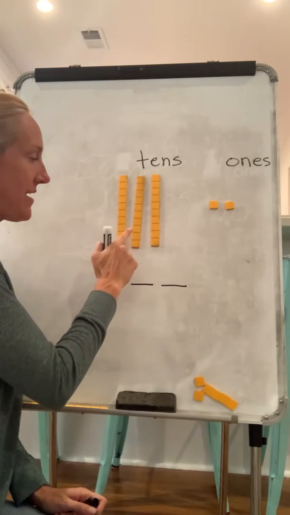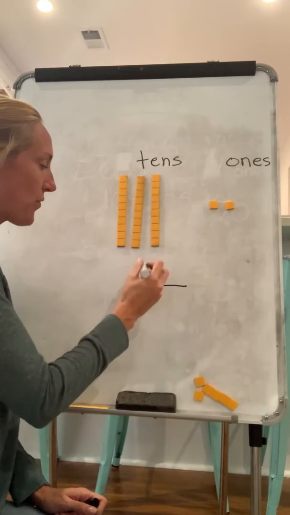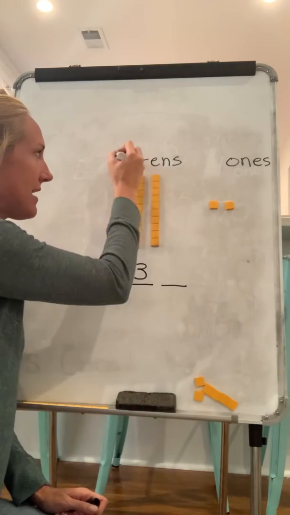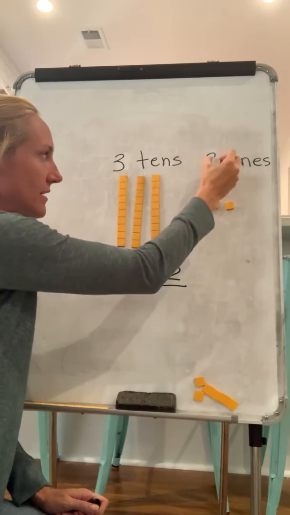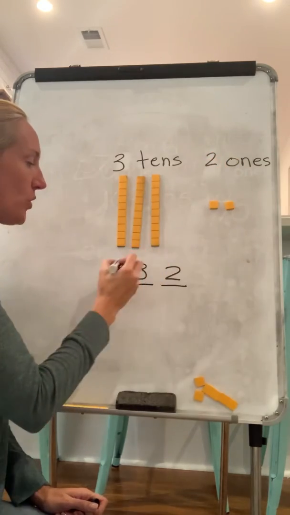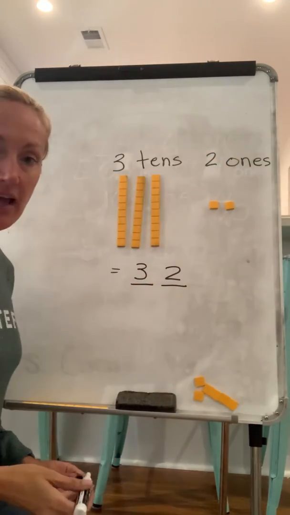Let me, right now, count. 1, 2, 3 groups of 10. 3 tens. 1, 2. 2 ones. So I have 32 all together.